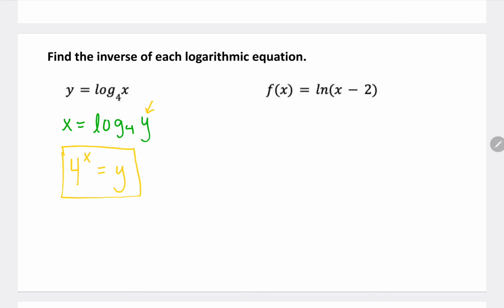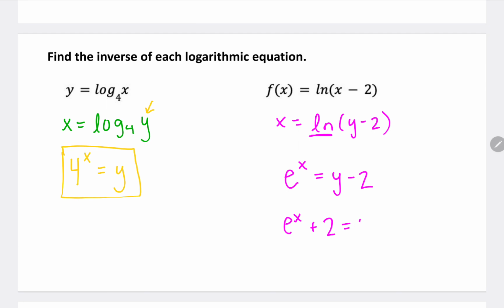One last example. Flip-flop the x and the y, and then we're going to isolate the y. Well, the first thing we need to get rid of is that ln, and we haven't learned how to do that yet. So let's rewrite this in exponential form. When the log is ln, the base is e. e to the power of x equals y minus 2. And then to isolate the y the rest of the way, we're going to add 2 to both sides. And this is my inverse function.